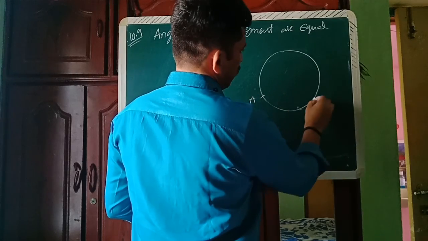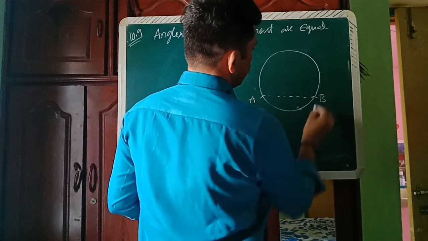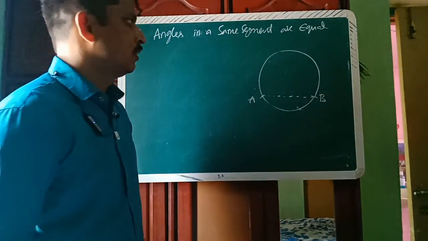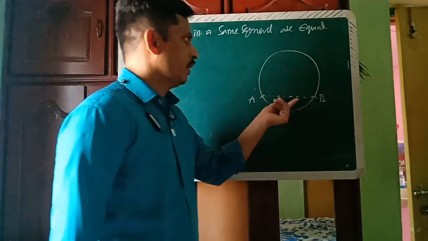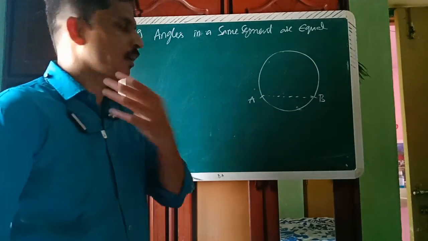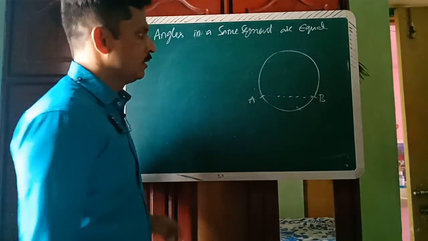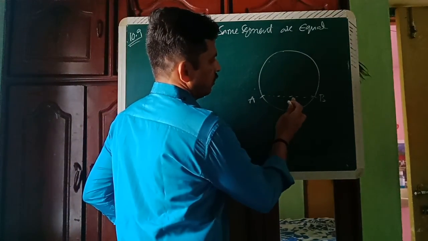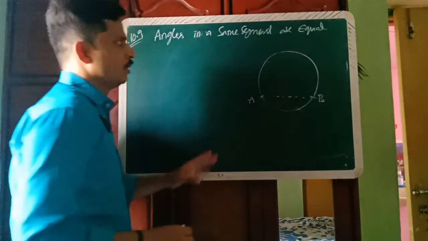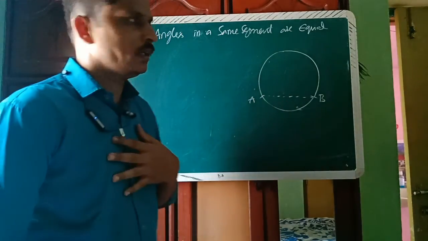Take chord AB. Join with the dotted lines. If you observe here, you get two segments. Why? Because the area enclosed by a chord and an arc is called a segment. Already covered in part 1 introduction. So this chord AB divides the circle into two parts, and each part is called a segment.